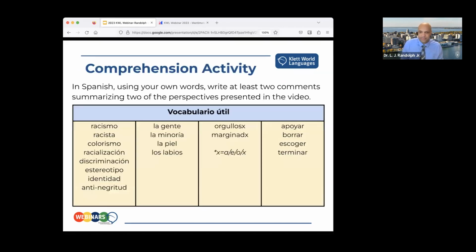And then we do a comprehension activity where I like to shy away from questions as much as possible and think about creative ways to make sure my students are understanding what we're doing. So in Spanish, using their own words, I have my students write 2 comments summarizing 2 of the perspectives presented in the video, giving them the vocabulary they might need, and also co-constructing the vocabulary list as needed. And you can see there the way that I handle gender with adjectives.